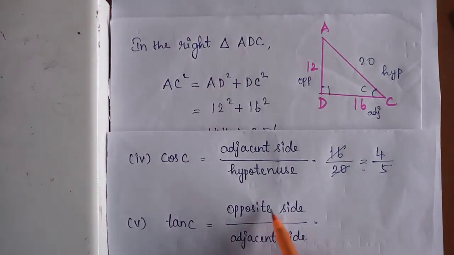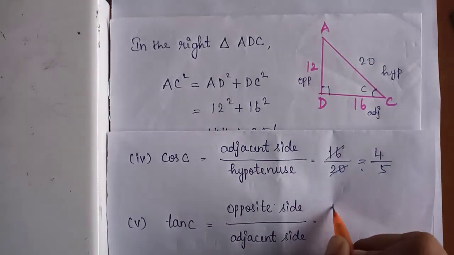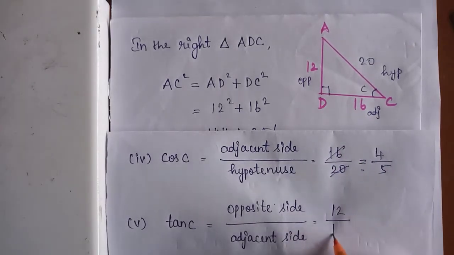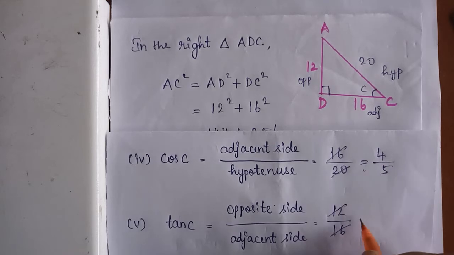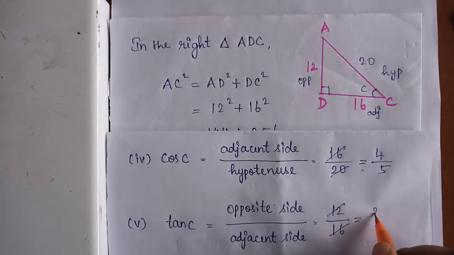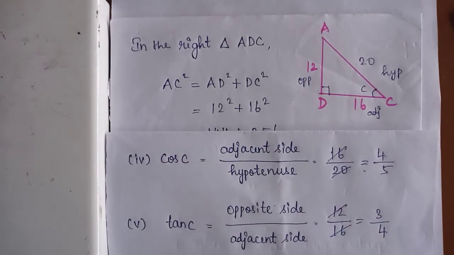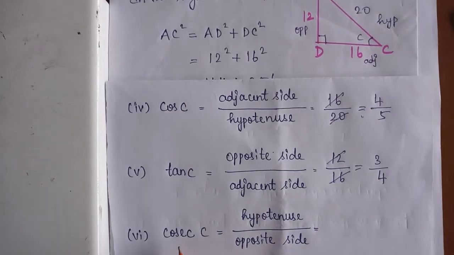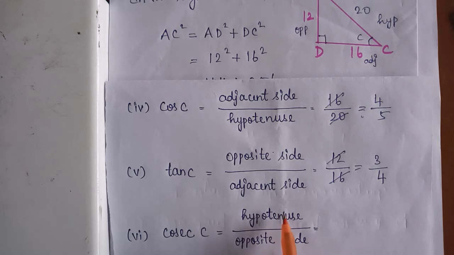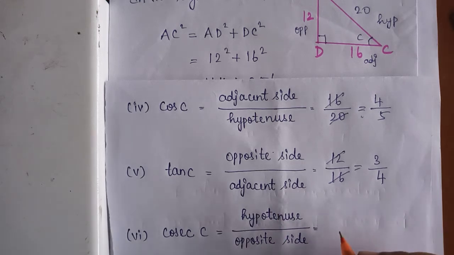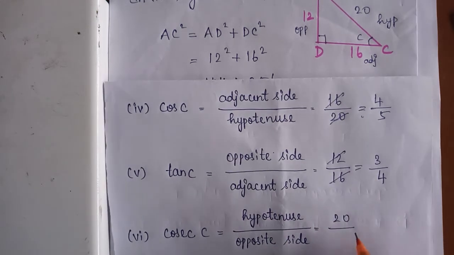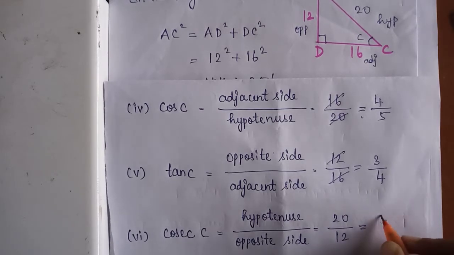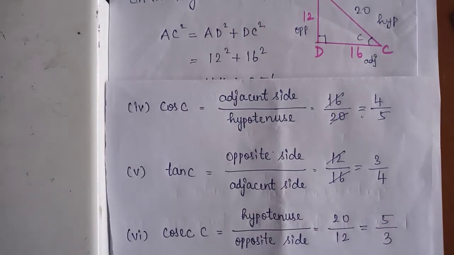Then tan C is equal to opposite side by adjacent side. So opposite side is 12 divided by adjacent side is 16. If you cancel, you get the value 3 by 4. Then last, we have to find cosecant C. So cosecant C is equal to hypotenuse by opposite side. Hypotenuse is 20 divided by opposite is 12, which is equal to 5 by 3.